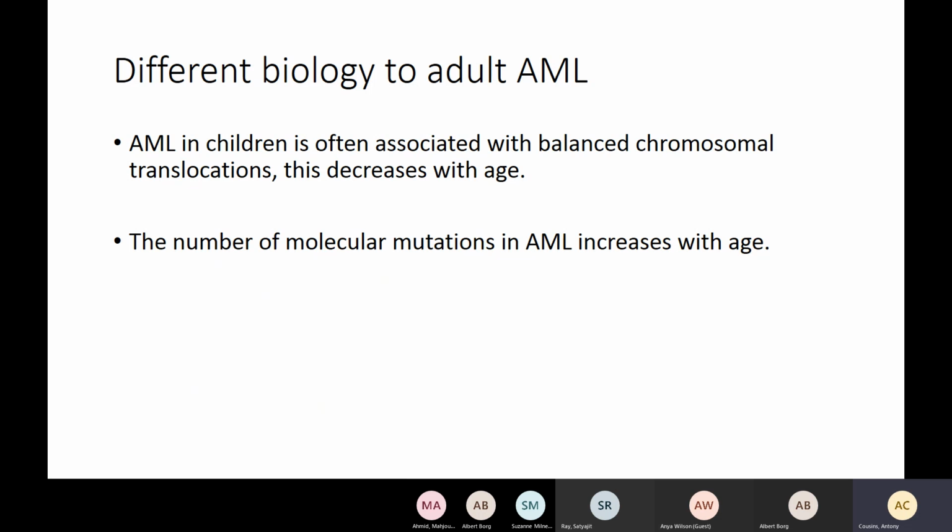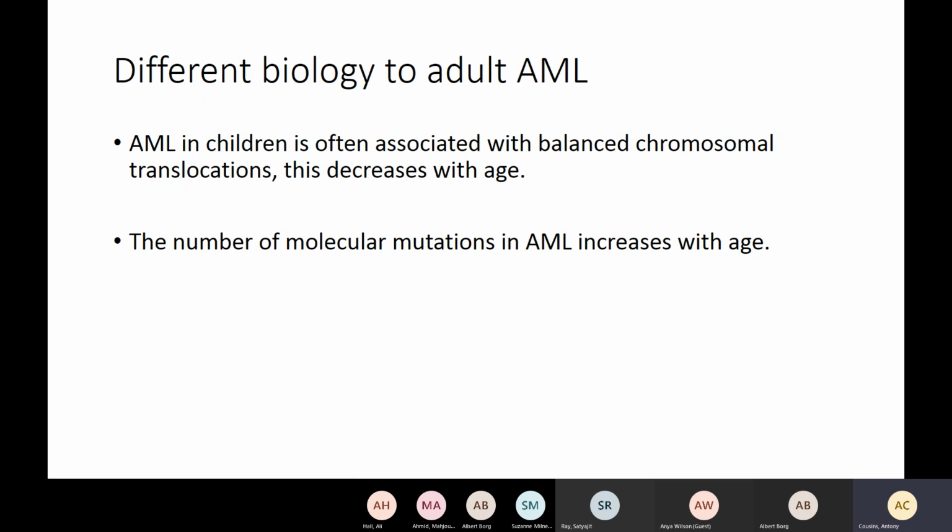By the time you're an adolescent, you can quite clearly see a drop in that from about 50% to about 30%, then it drops further as you get older. And in fact, if you look closely at the mutational landscape of AML, you'll find that children less than 1 have a very different molecular profile to children between 1 and 10, who are very different to between 10 and 20, who are different to older adults. The number of molecular changes you find in the genome of AML cells increases with the age of the patient.